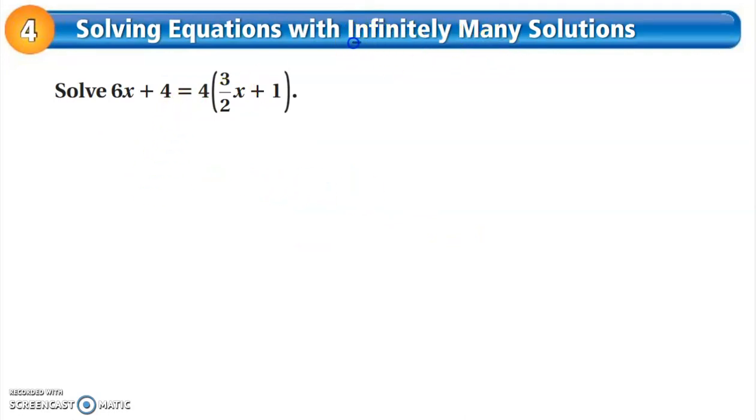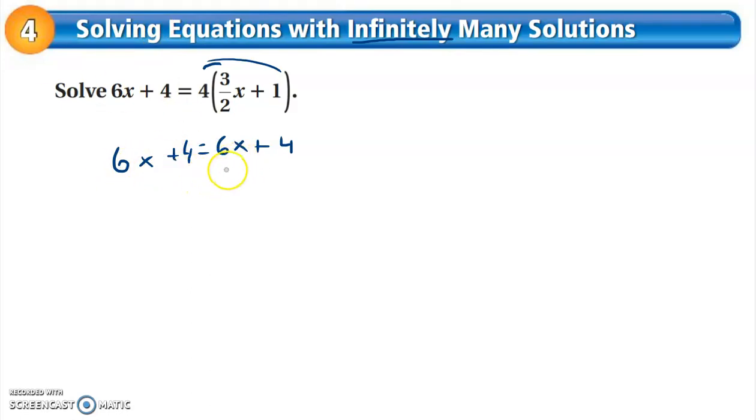Sometimes you might get infinitely many solutions. Let's look at this right here. Get rid of parentheses. All right, 4 times 3 is 12, divided by 2 is 6x, 4 times 1 is 4. And then over here we have 6x plus 4 is equal to 6x plus 4. You can already see, well, that's true, right? 6x plus 4 is equal to 6x plus 4.